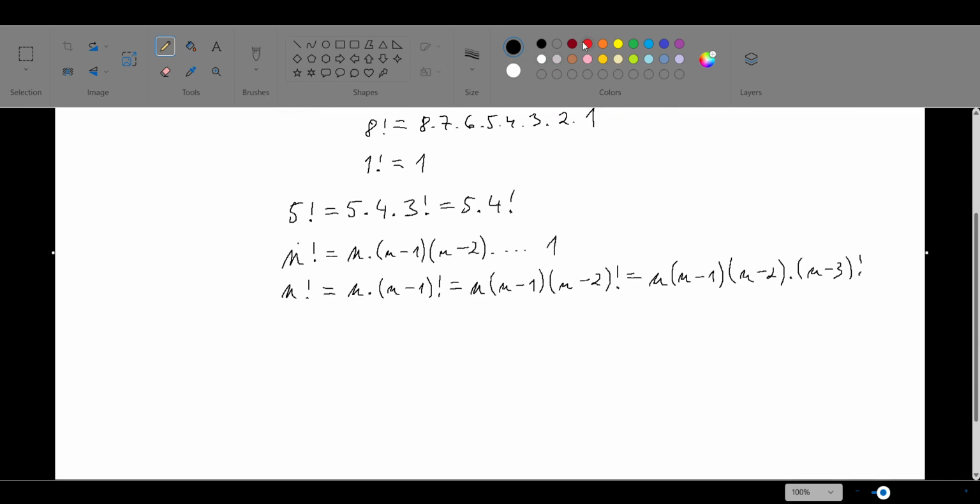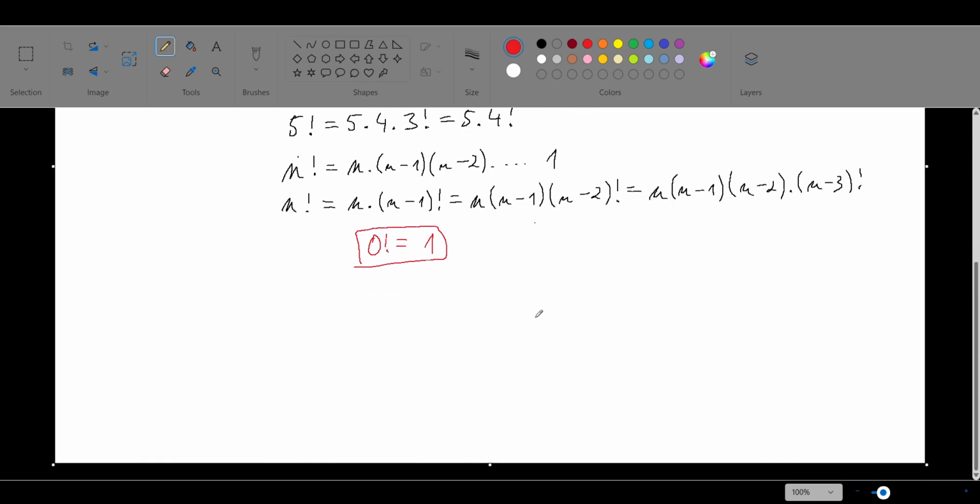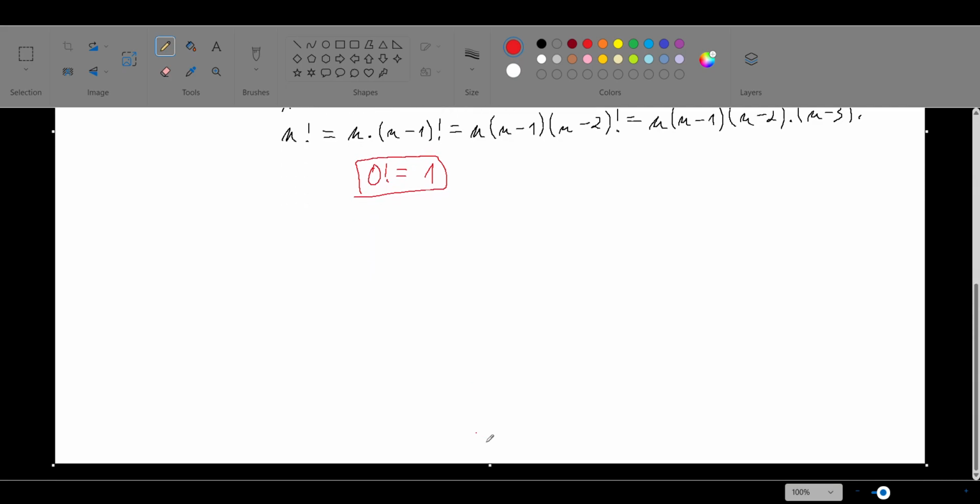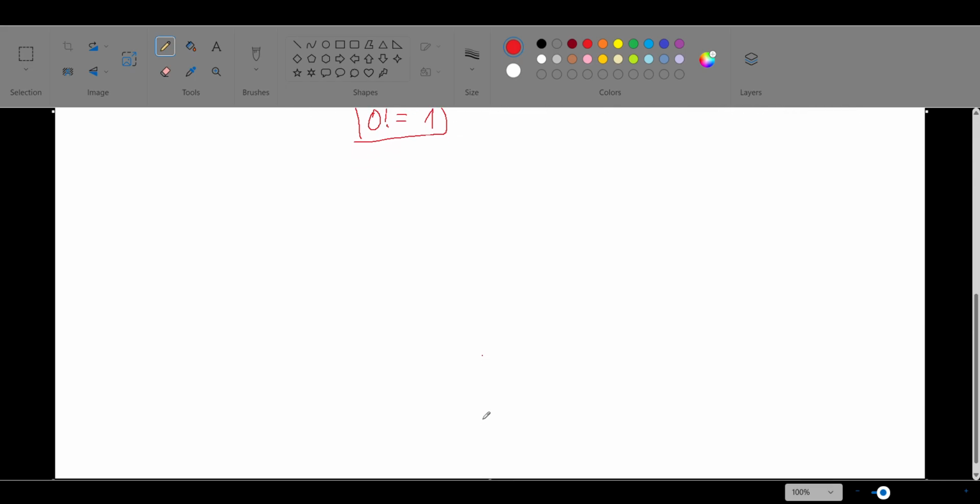Now there is one tricky rule or fact, and it is generally agreed that 0 factorial is equal to 1. So please remember, factorial of 0 is equal to 1. I don't want to say prove, but think about how you can come to the fact that 0 factorial must be equal to 1.